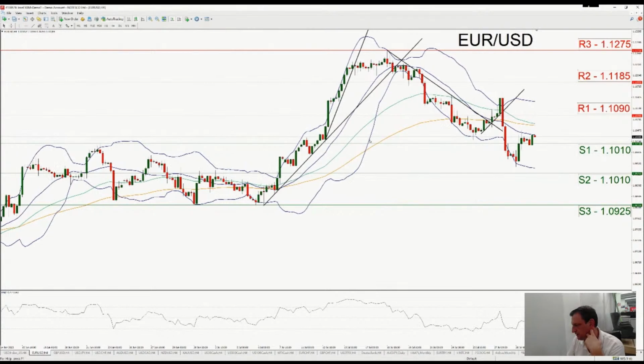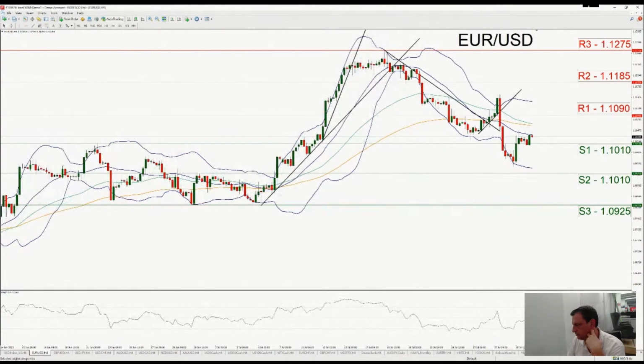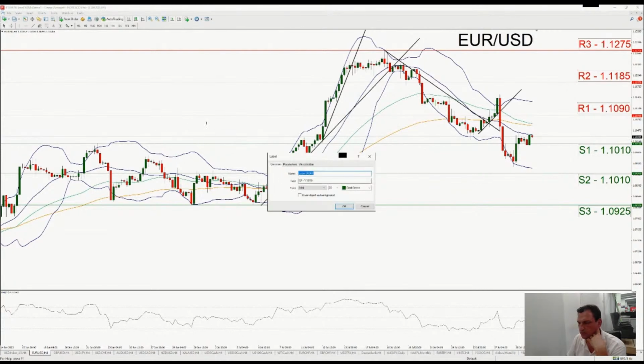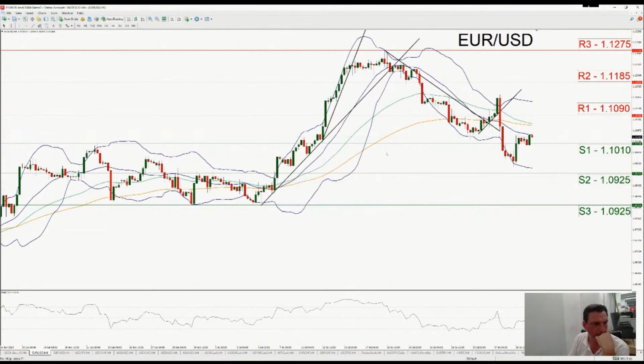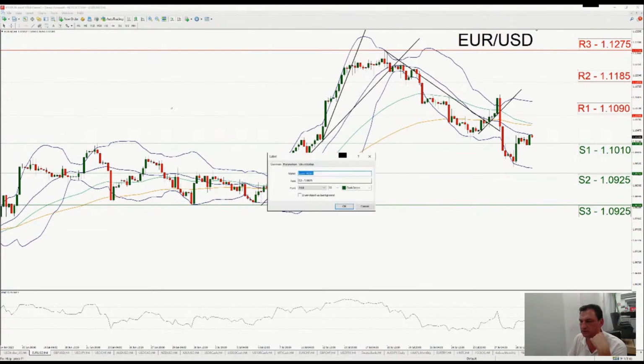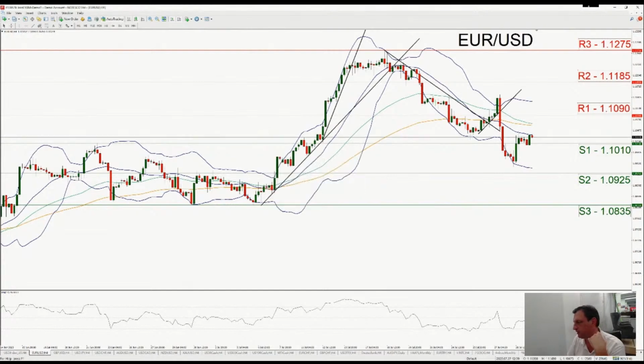And the S3, that's 1.0835. The S2 at 1.0925. And last but not least, the ultimate support line freshly set at 1.0835. Let's lock everything in.